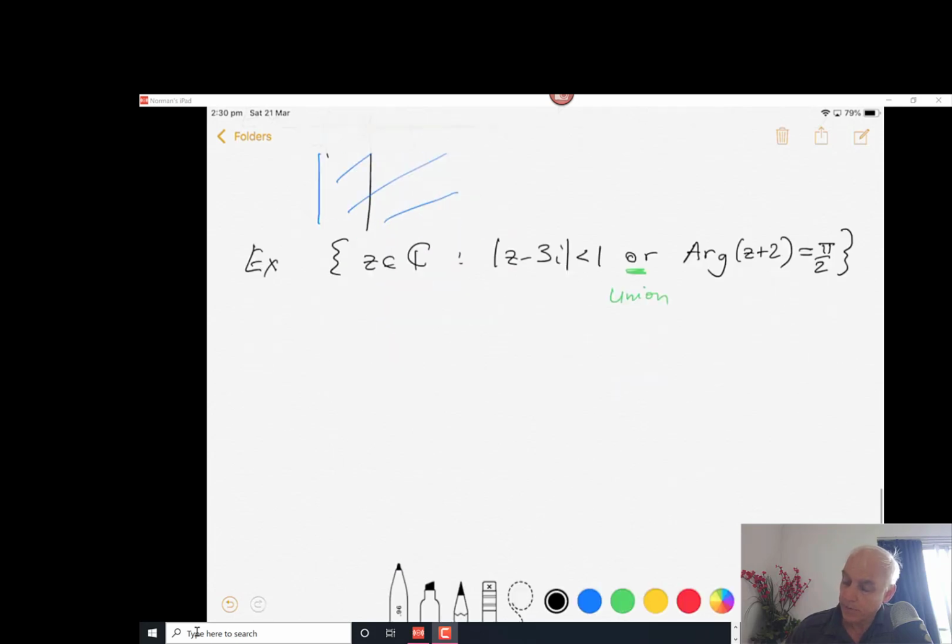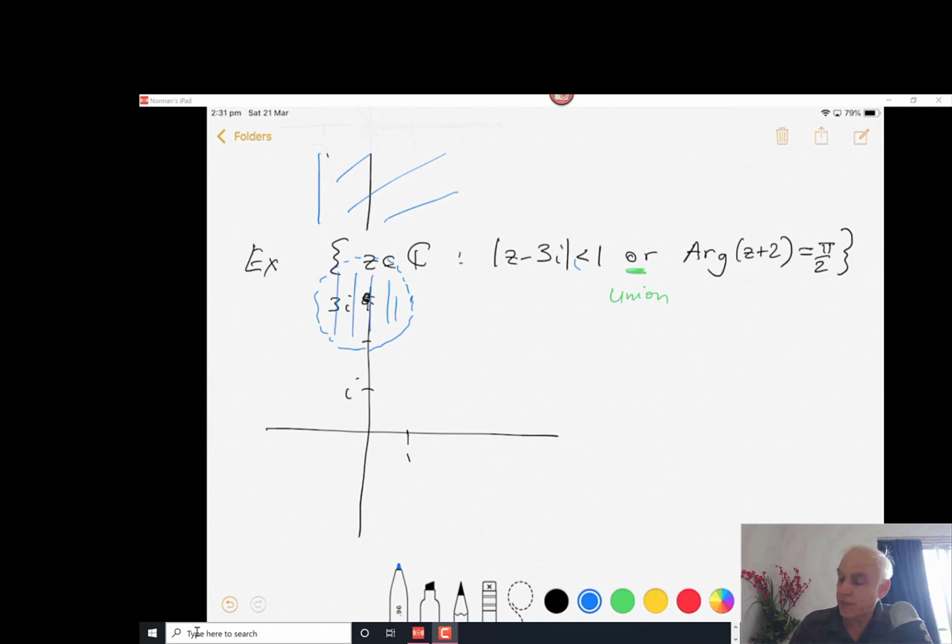Okay, what does that look like? So the first condition, it's looking like a circle. It's a circle that's centered at the point 3i up here. There's 3i up there. And it's a circle of radius 1. So I'll draw it in blue. And it's less than, so it's an open circle. So we'll draw it like this. Okay, so we're talking about all those points. That's the first condition. And the second condition, argument of z plus 2 equals pi by 2.